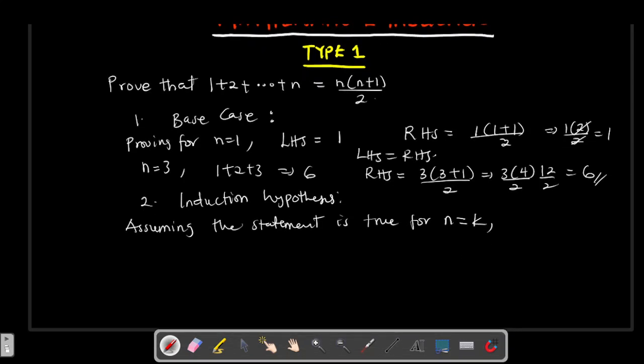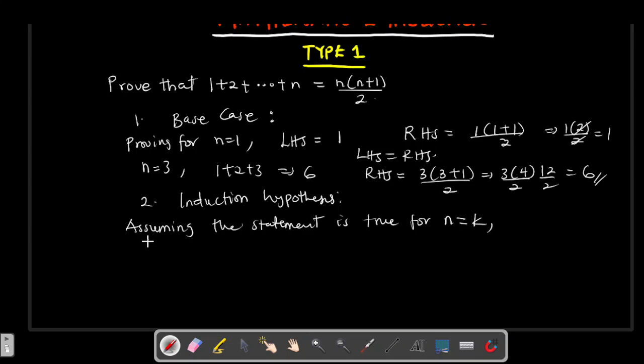So here we are going to assume that the statement is true for n equals k. Why? Because since we have been testing for 1 and 3, we can't be testing for 5, 6, 7. So let's assume that we are testing for n equals k, where k can be any number of terms. The induction hypothesis says that we assume that when n equals k, the statement is true. Let's assume that at the kth term, the statement still holds.